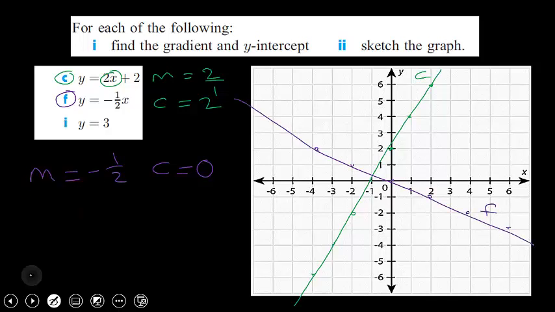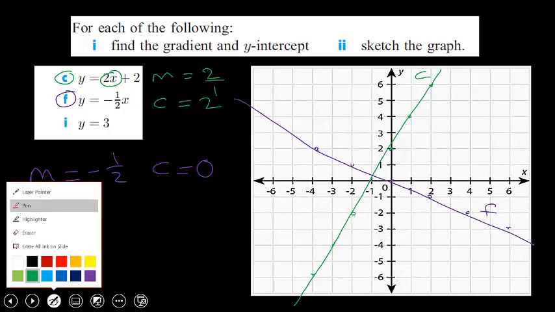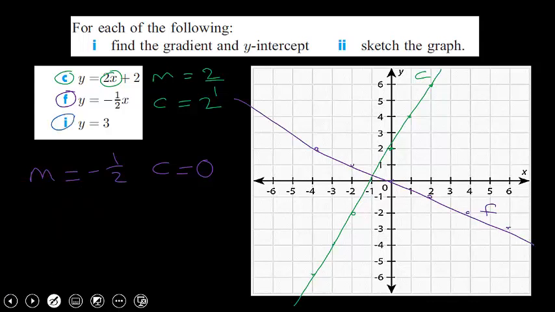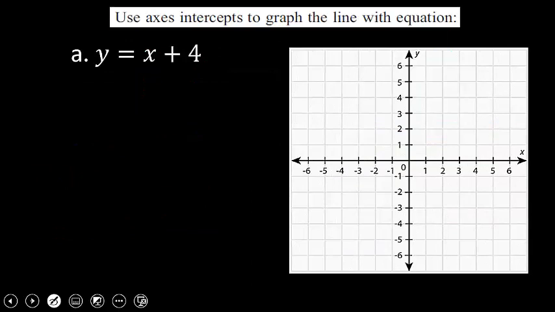And lastly, we have I. I's m value is not stated, so m is 0 and c equals 3. So I'm going to start at 3, but I'm not going up or down. I'm staying on 3. So my m value is 0. This is the graph for y equals 3 with a 0 gradient. That's the end of question 7. Now let's look at question 8.